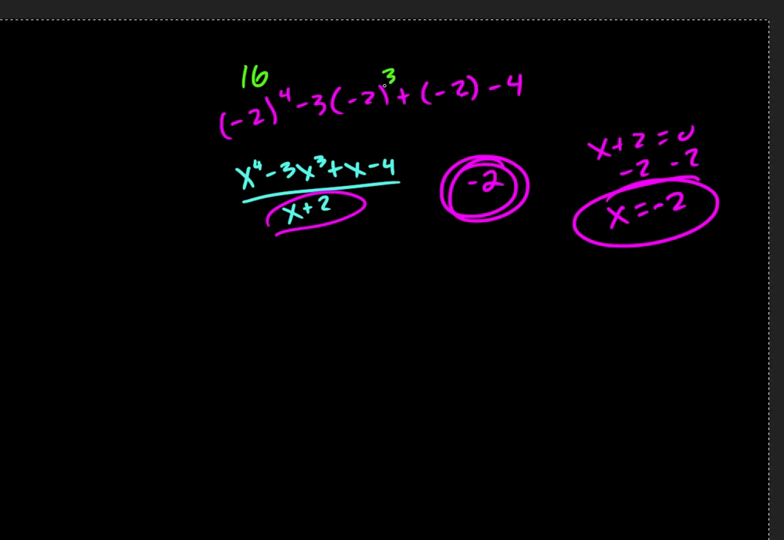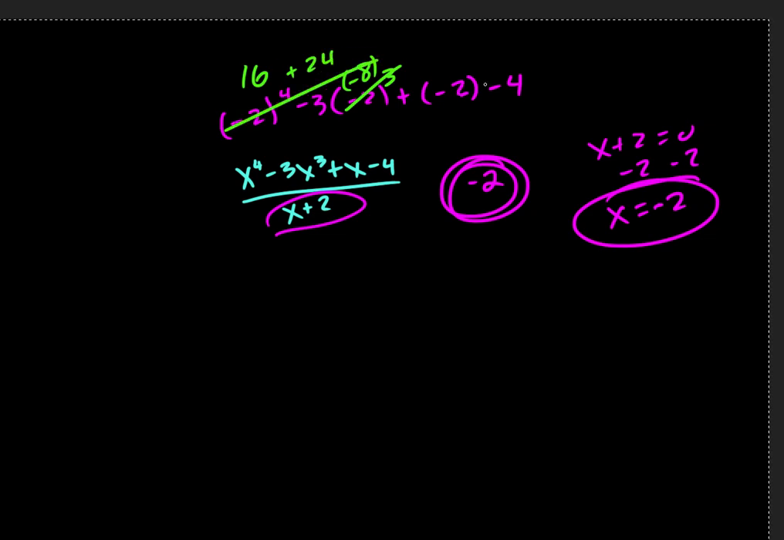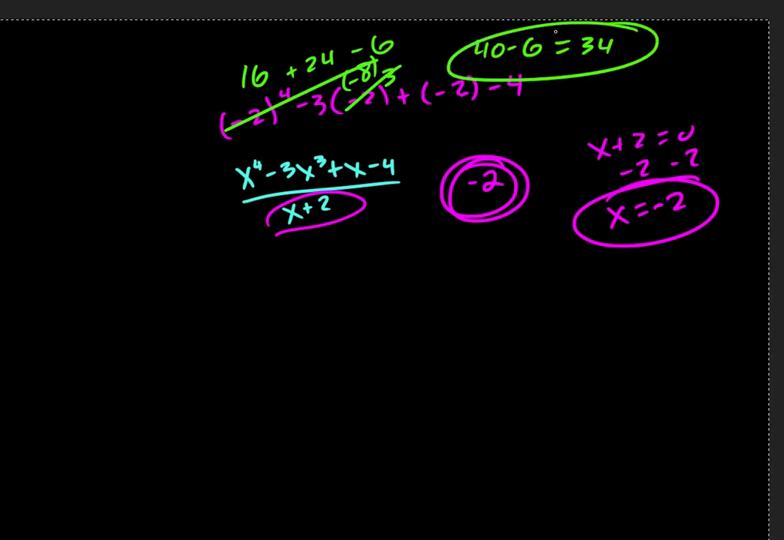Wait, I left out a 3 right there. Okay, so that piece is just going to be -8. -8 times -3 is going to be +24. And then we just have -2, -4, so that's going to be -6. If we add these together, we get 40 minus 6, which is equal to 34. So that is the remainder if we do this thing divided by this thing.